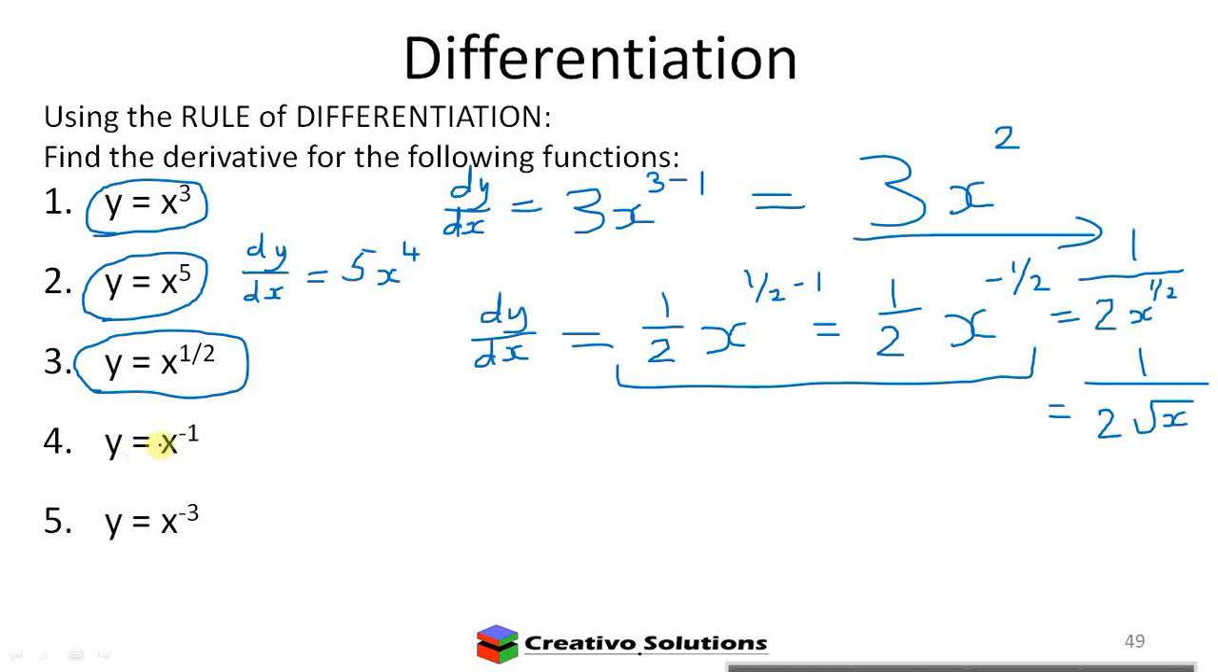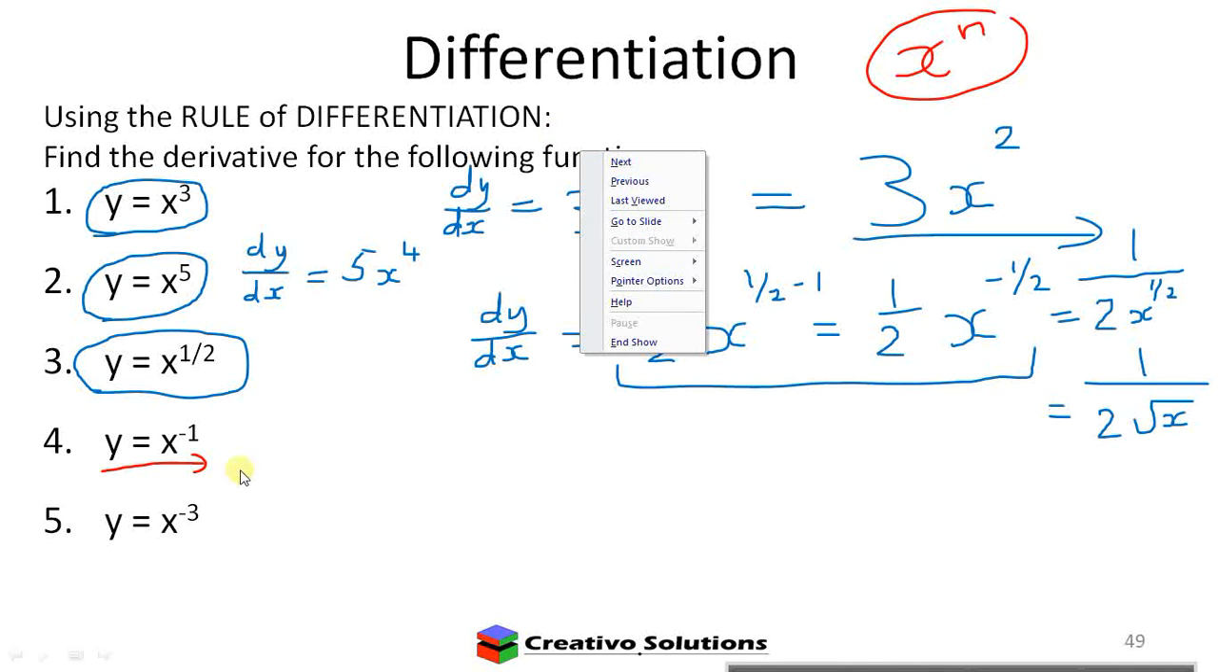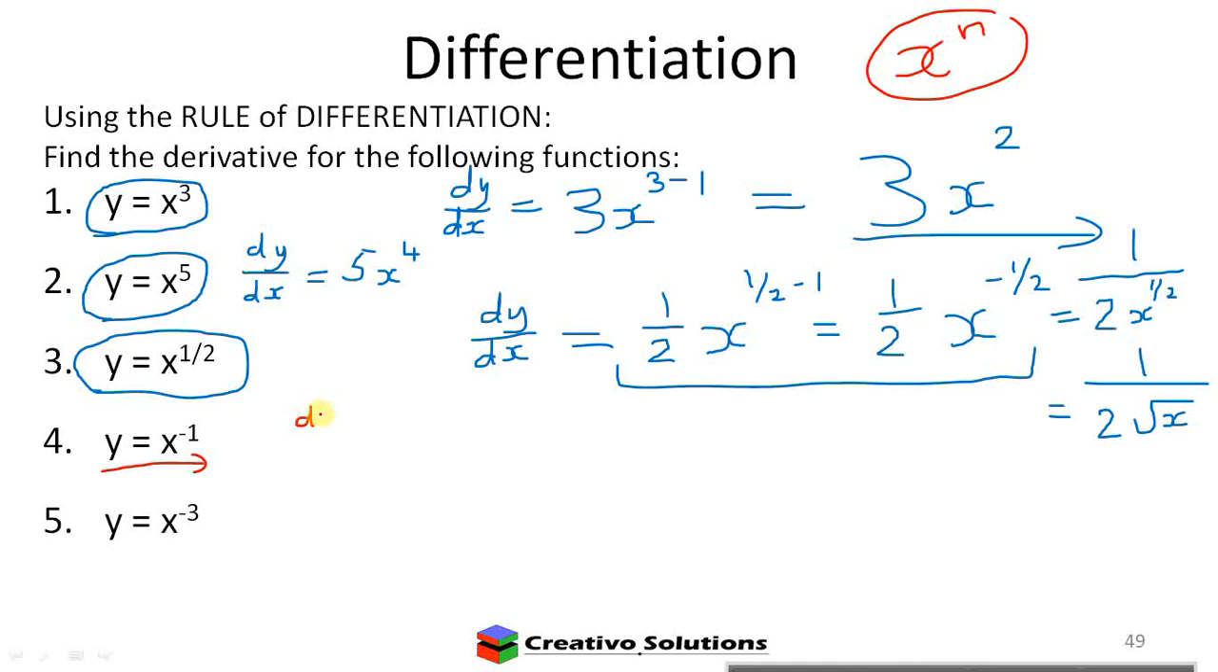Here I've got y equals x to the minus 1. Is this in the correct format? Yes, because the format is x to the n. That's the format that you need it in. If the format isn't x to the n, I need to change the format. I can only apply the rule once the actual function is in the correct format. If the function isn't in the right format, there's a problem. So now I've got x to the minus 1. dy over dx is going to equal what? You tell me.